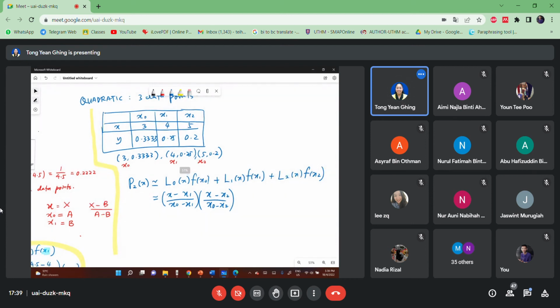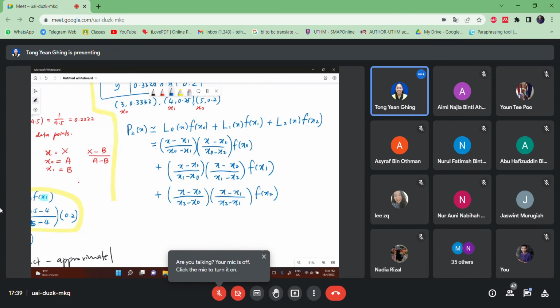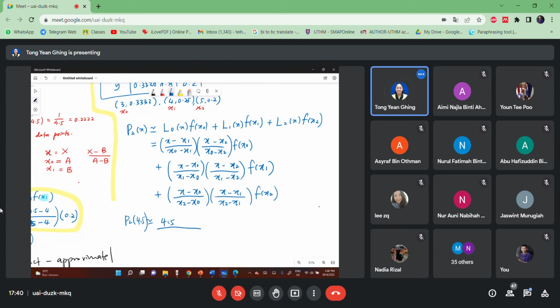And then plus the second one: x minus x0 over x1 minus x0, and then x minus x2 over x1 minus x2, times f(x1). Plus x minus x0 over x2 minus x0, and x minus x1 over x2 minus x1, times f(x2). Like this. So P2(4.5) equals this: 4.5 minus x1 which is 4, over 3 minus 4, 4.5 minus 5 over 3 minus 5.